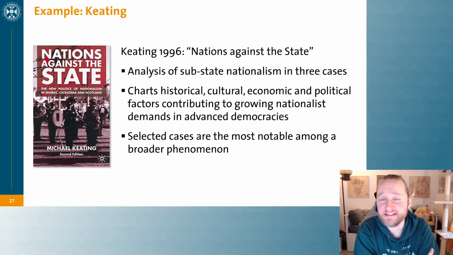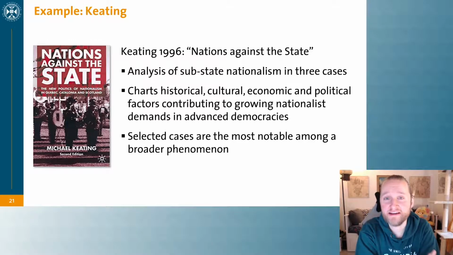And it is a classic case of a small n case study, because what he does is he picks 3 countries and he analyzes the dynamics of sub-state nationalism. So in this case, he picks Canada, Spain, and the UK. In other words, the sub-state nationalist movements of Quebec, Catalonia, and Scotland.